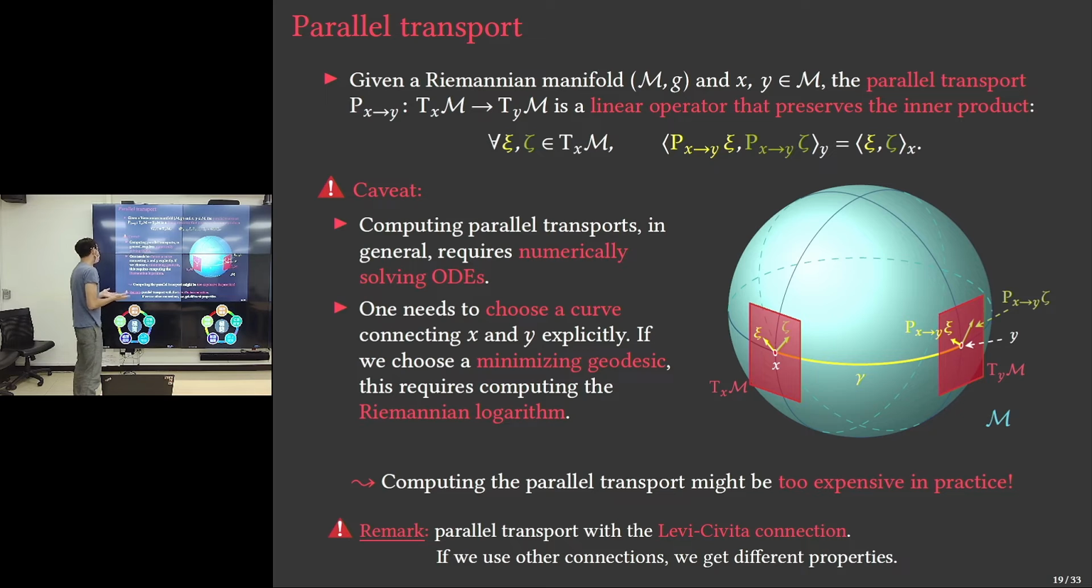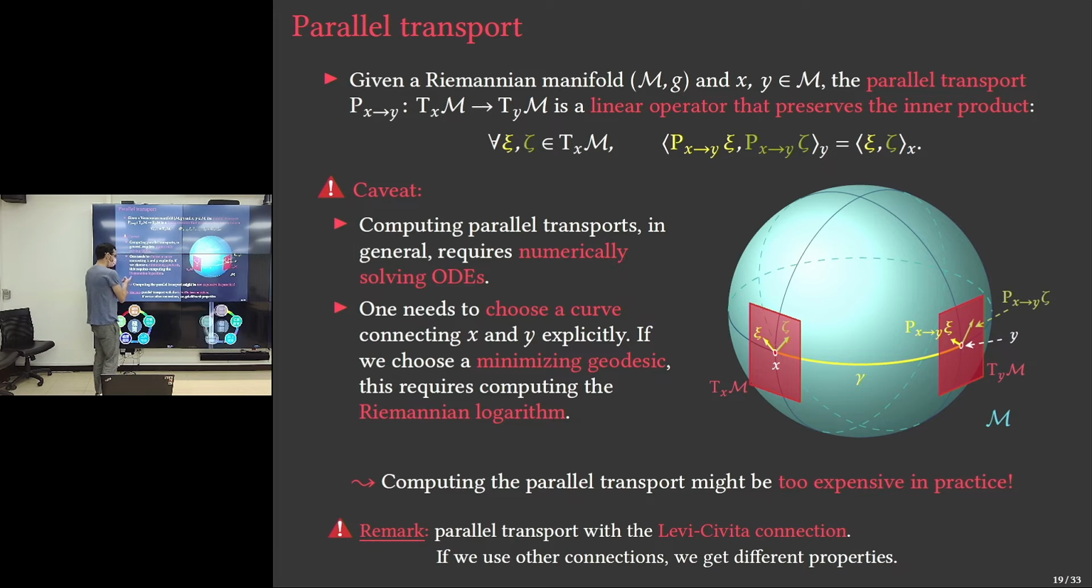And if we choose the minimizing geodesic as a curve to move from x to y, we need to be able to compute the Riemannian logarithm, okay? And we have seen that it's not something easy to compute, and we do not really need that because, as I said, in the numerical algorithm already everything is approximate. So let's not use something that is very expensive in practice. I'm saying this so that we will have alternatives to the parallel transport.